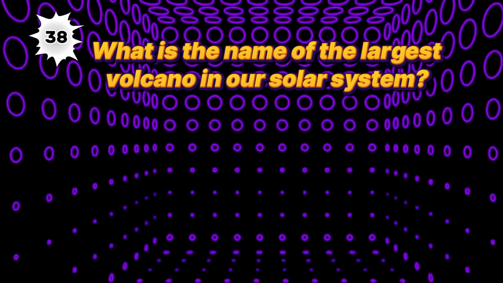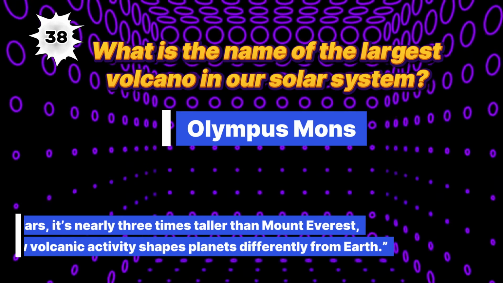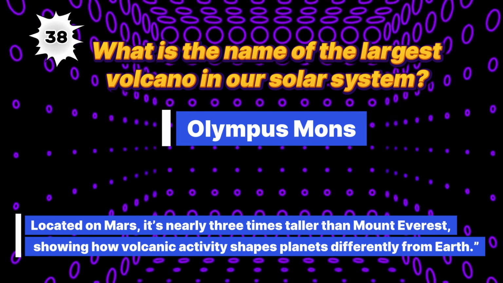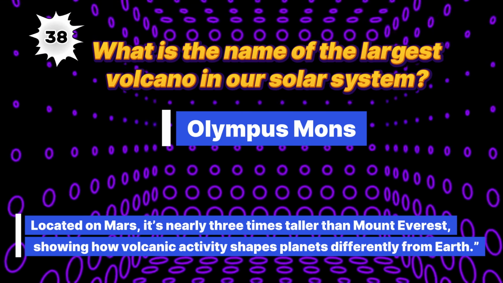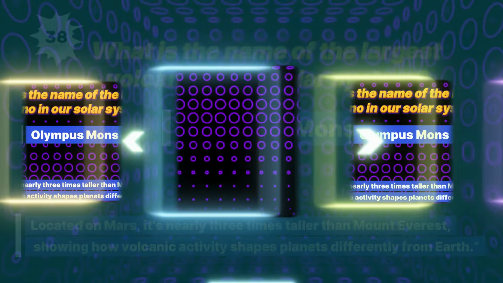And the answer is Olympus Mons. Located on Mars, it's nearly 3 times taller than Mount Everest, showing how volcanic activity shapes planets differently from Earth.